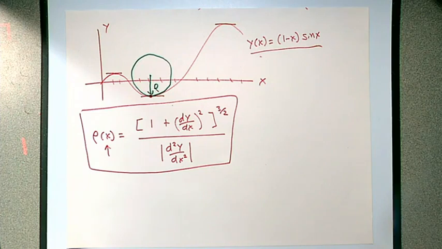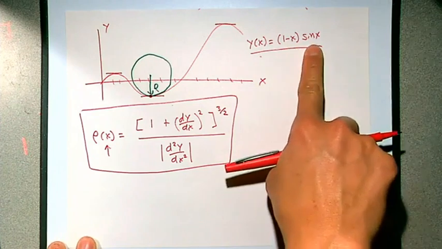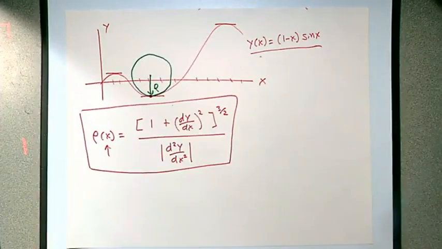So for the min, I want dy dx, I want to set this equal to 0. So I take my equation. Oh, got to use the product rule. The derivative of 1 minus x is minus 1 times the second piece, sine x, plus the derivative of the second piece times the first. So 1 minus x. Derivative of sine x is cosine x.